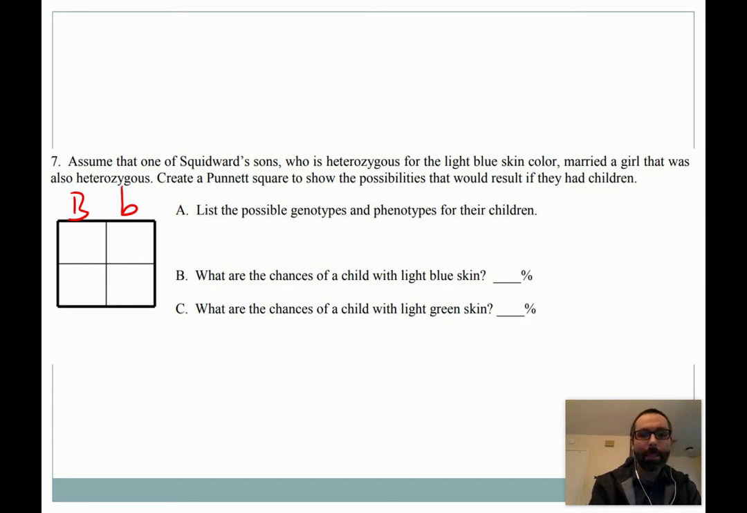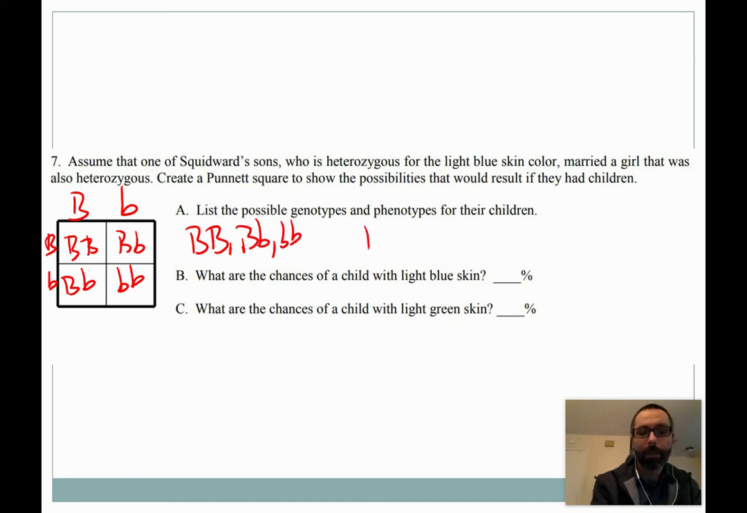He marries a girl that is also heterozygous. So there's our big B, little b. Now we can fill in our boxes, and maybe already you're realizing there's a pattern here of 1 big B, 2 big littles, and 1 little little. The possible genotypes are all there now.